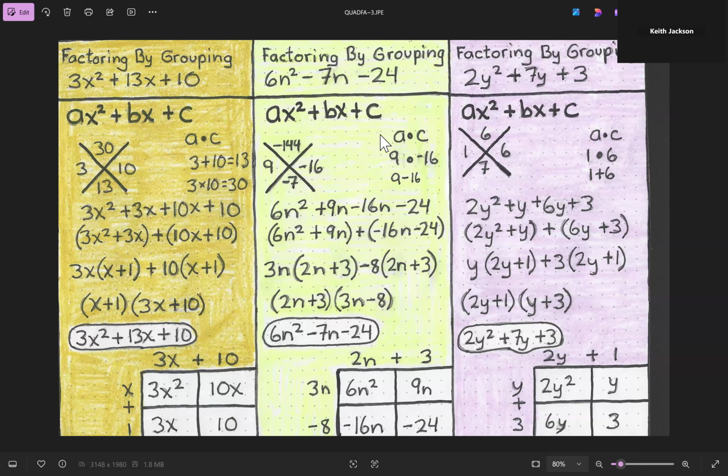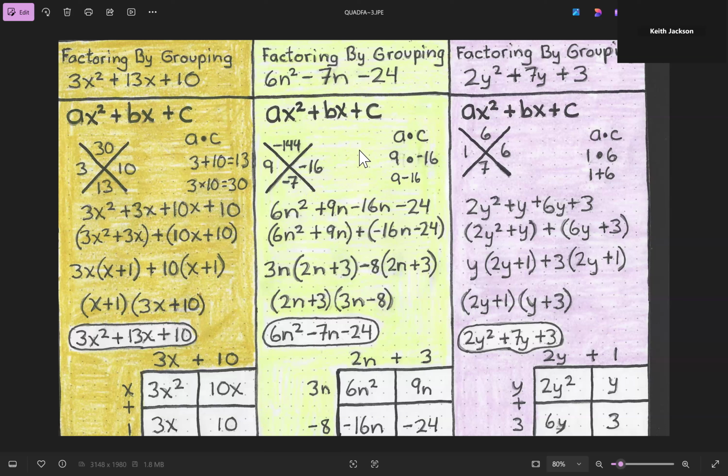Again, we're going to multiply a times c in order to fully factor this particular equation out. When we do that, 6 times a negative 24 would give me a negative 144, and we're going to find two numbers that multiply. We already found out that they multiply to 144, a times c, and those same numbers are going to have to give me a negative 7. So it may be a little bit difficult.